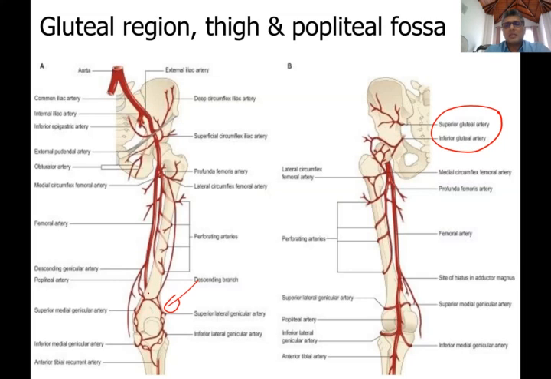Then the other point is the femoral artery passes through the adductor canal here, and there is what is called the adductor hiatus, an opening in the adductor magnus muscle. Beyond the adductor hiatus, again the name changes. The femoral artery becomes the popliteal artery because the popliteal fossa is in that area. Then the popliteal artery gives several genicular branches, and divides into its two terminal branches, the anterior and posterior tibial arteries.